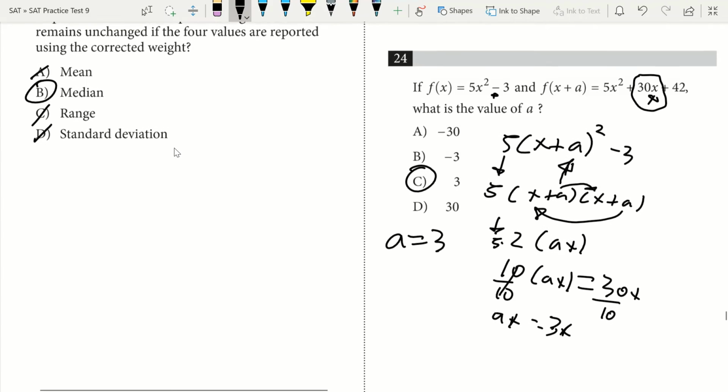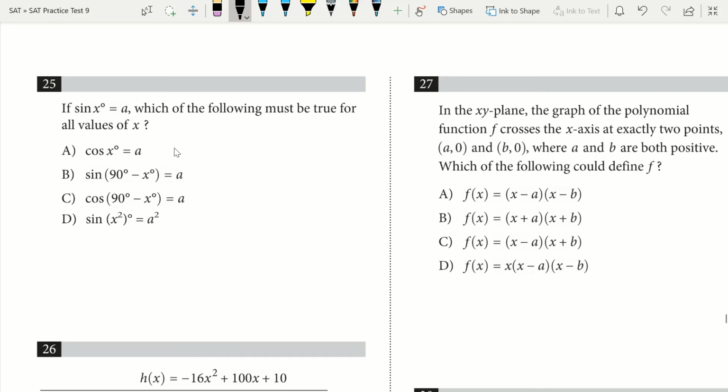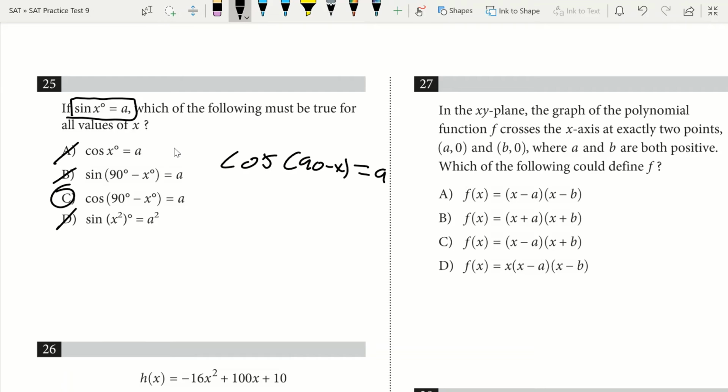Okay, now I can move on to question 25. If sine of x is equal to a, which of the following must be true for all values of x? Alright, when I see this question and my answer choices, the first thing I'm thinking is, the sine of x equals a, well then that means that the cosine of 90 minus x, right, which is the other angle in that right triangle, will also have to equal a. So I know that my answer is going to be C, and that is a relationship that you should really try to memorize for the SAT.